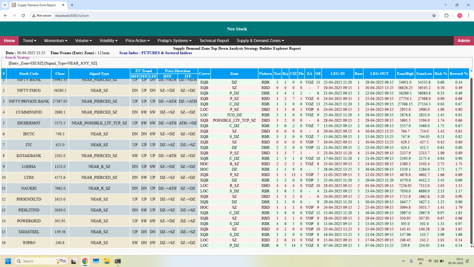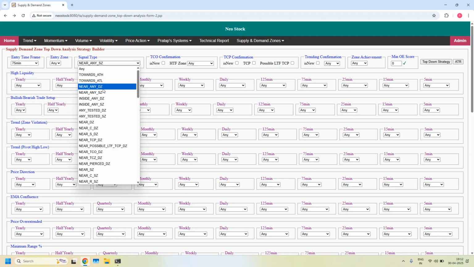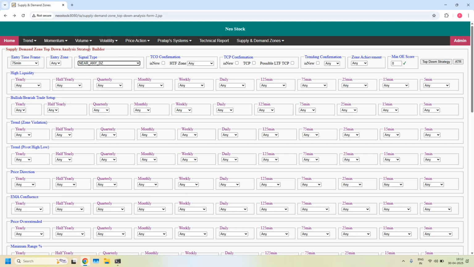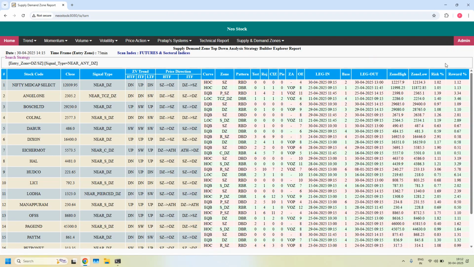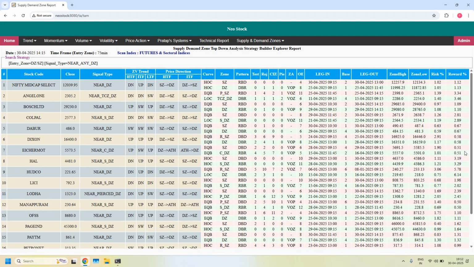Okay. The next time frame is 75 minutes. Entry time frame 75 minutes. Let us find the stocks near to the 75 minutes demand zone. So first 15 stocks in the list. Scrolling the list down. Total 19 stocks are filtered. Let us identify 75 minutes high liquidity demand zones from this list.